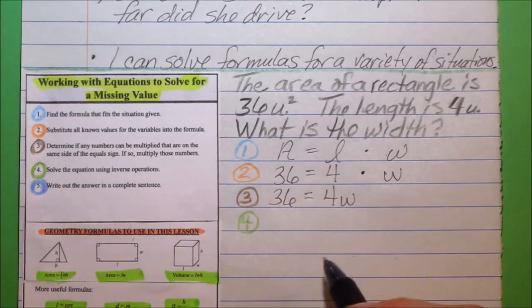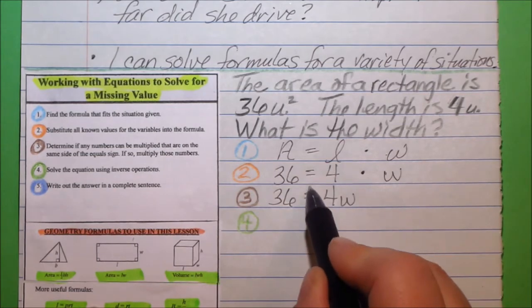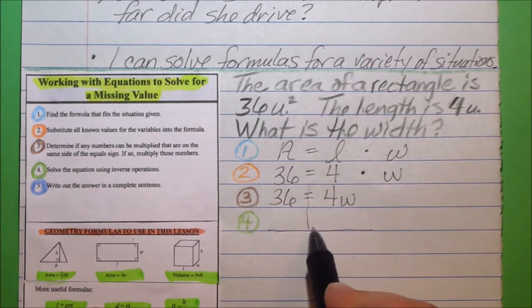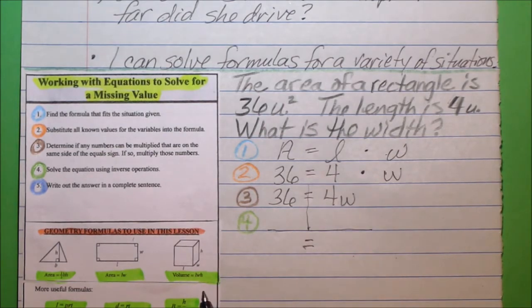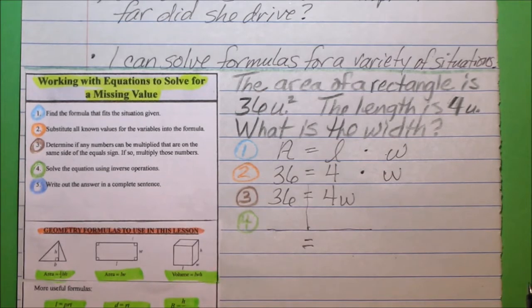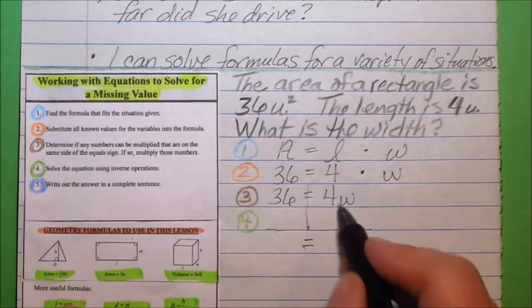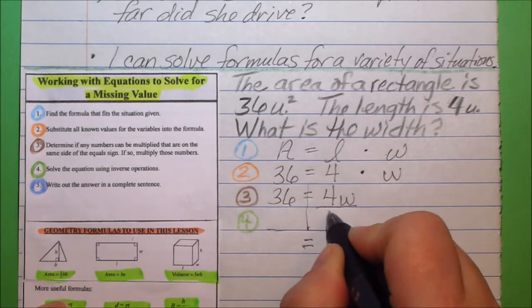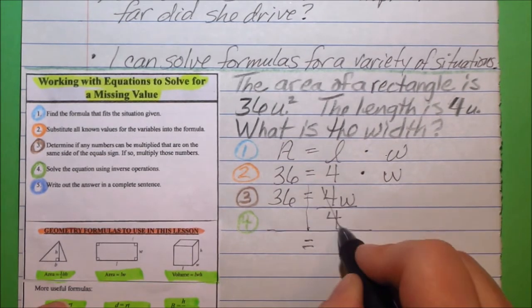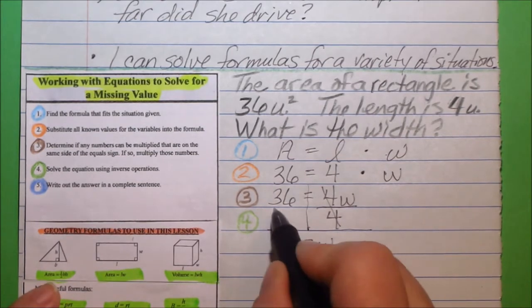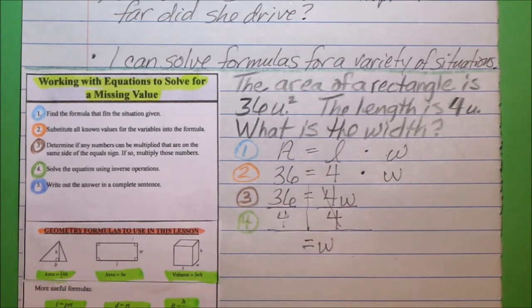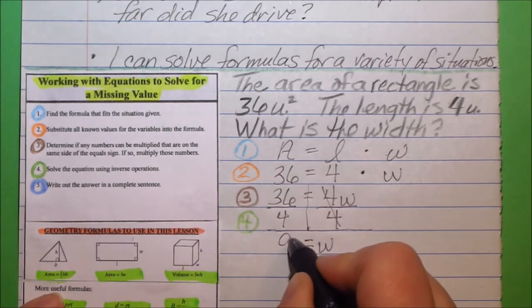So I know how to do these. I've been doing these for several lessons now. First, I build my fence, and my goal is to get W all by itself. W likes to be alone. All variables do. 4W means 4 times W, 4 multiplied by W. So the inverse of multiplication is division. So to get rid of that 4, I need to divide it by 4. That gets rid of it, and now W is all by itself. But what I do to one side, I have to do to the other. So I have to divide on the other side the 36 by 4 as well. And 4 goes into 36 9 times.